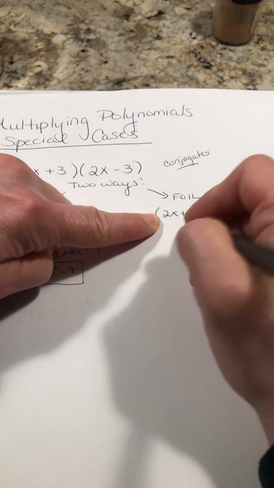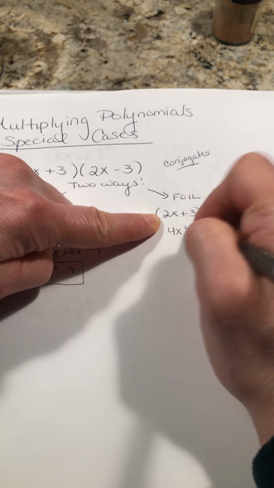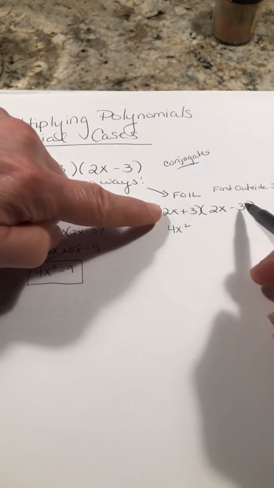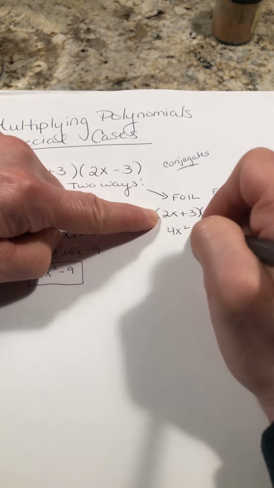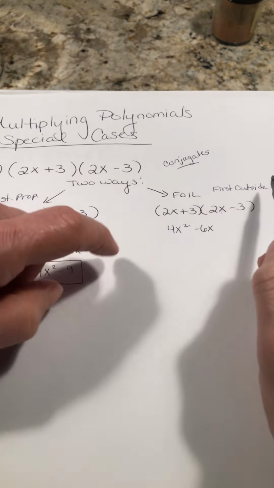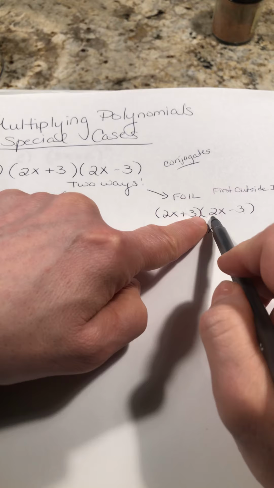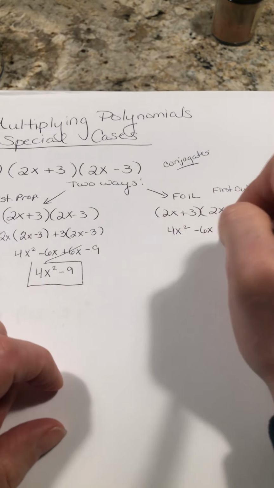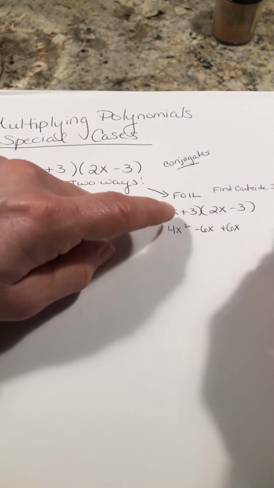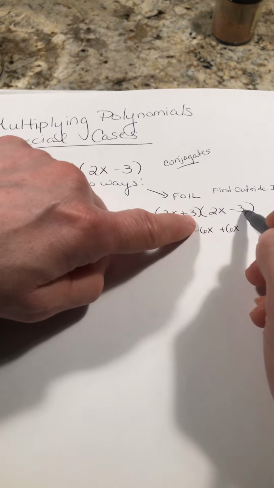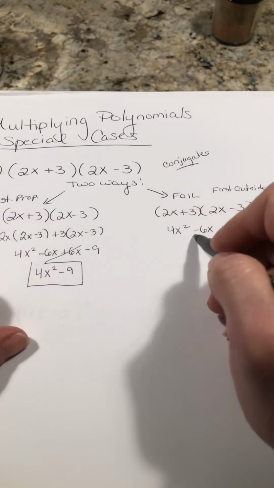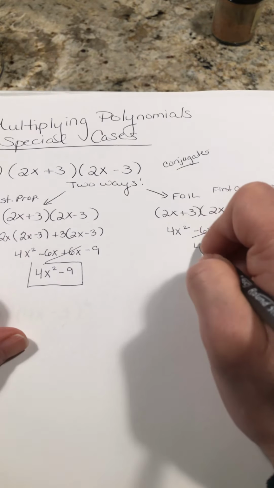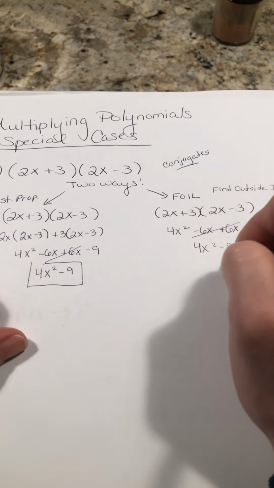2x times 2x is 4x squared. Outside, I multiply the two outer terms together. So 2x times negative 3 is negative 6x. Inside, I multiply the two inside terms together, plus 6x. And last, I multiply the two last terms together. 3 times negative 3 is negative 9. So again, we can see that cancels out and we're left with 4x squared minus 9.